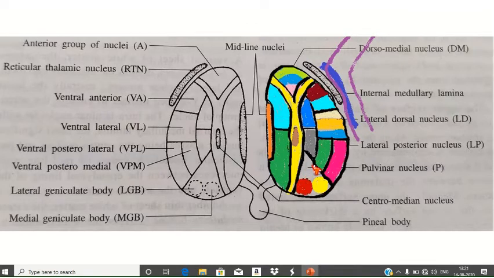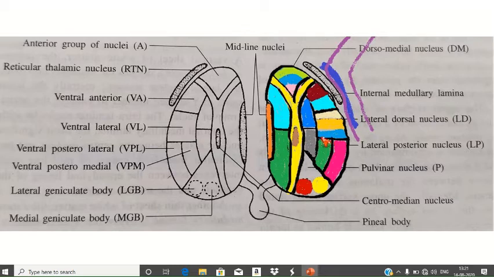I'm just going to explain one by one. Try to draw this diagram on a piece of white paper and try to divide it. If you use color pencils, it is very helpful. Or if you use a normal pencil and label it properly, then it is easy to remember. So let us go through it. The Y-shaped internal medullary laminae is separating the thalamus into medial and lateral nuclear masses.